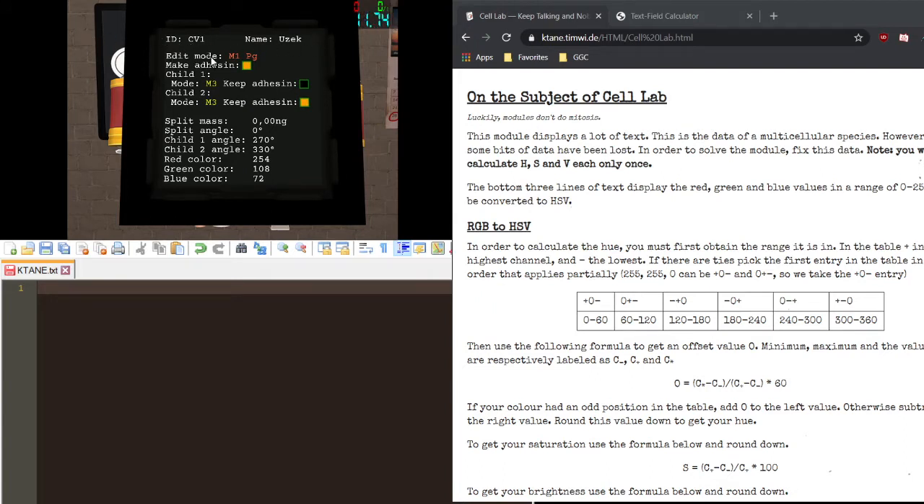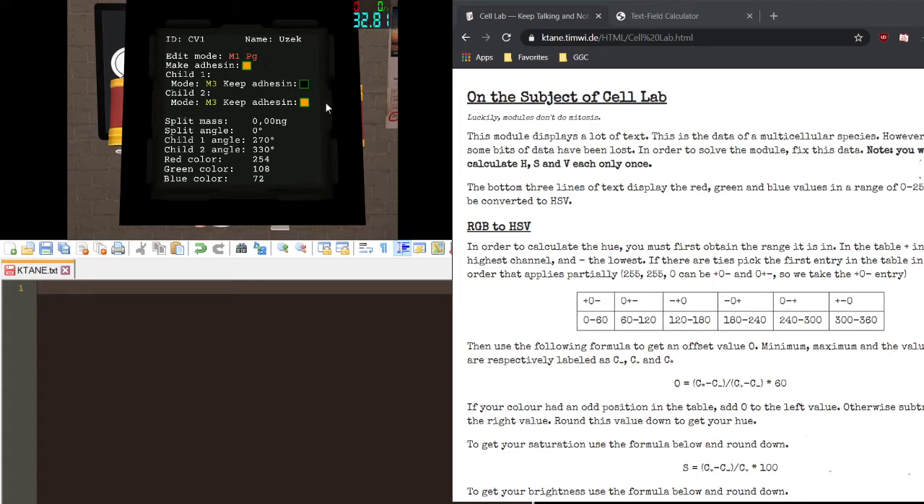The edit mode line shows the current cell number you are on. There's M1, M2, and M3. These just correspond to the 3 cells of this module. There's also the cell type to the right of it. This cycles between all 6 of the cell types. This will be used later in order to solve the module.